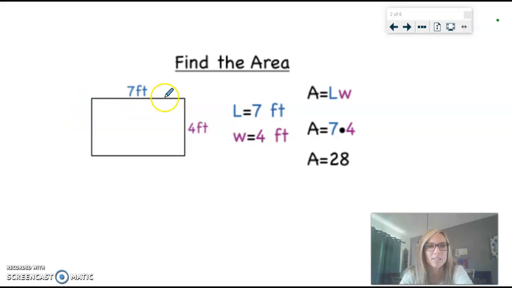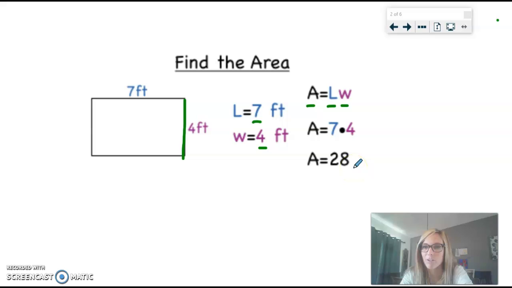The one side is 7, and that's called the length of that rectangle. The length of this shape is 7 feet. So that's why they wrote a 7 right here. L equals 7, for length equals 7 feet. Then the width of this rectangle is 4 feet. So they wrote W equals 4 feet, for width equals 4 feet. What you do with those two numbers is you multiply them, because the formula for area is length times width. Okay, so you would do 7 times 4, and 7 times 4 is 28.